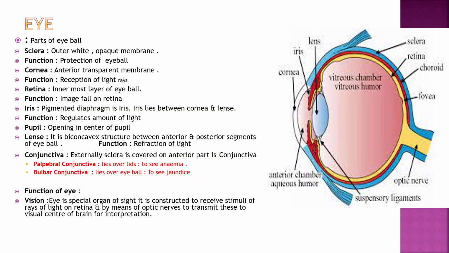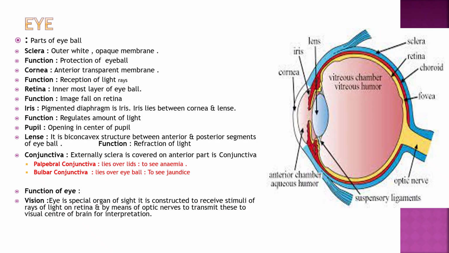Eye parts: the outermost covering is called sclera. Its function is mainly protection of the eyeball. Then cornea, an anterior transparent membrane, mainly for the reception of light rays, that is vision. Then the last portion is the retina, the innermost layer, and the image falls on the retina and the complete vision is because of the retina. The iris is a pigmented diaphragm which lies between cornea and lens, and it functions to regulate the amount of light.